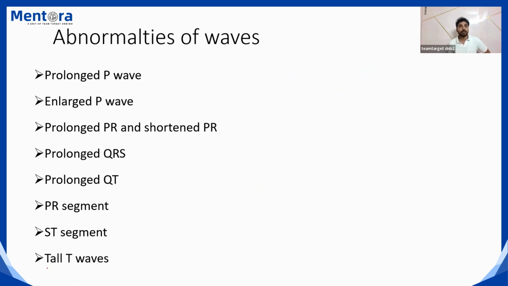And last one, small important things we need to memorize here. What is called a prolonged P wave, and what is called an enlarged P wave? A prolonged P wave means the duration is increased. That means horizontally it is more than 2.5 small boxes. More than 2.5 small boxes, so that is what is called P mitrale.